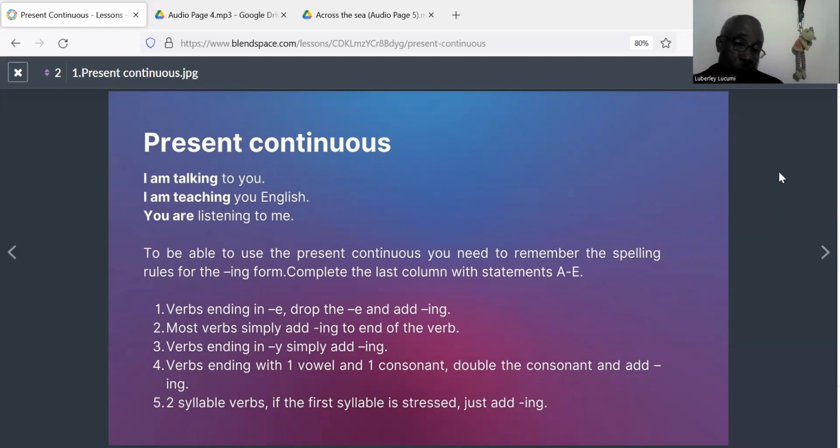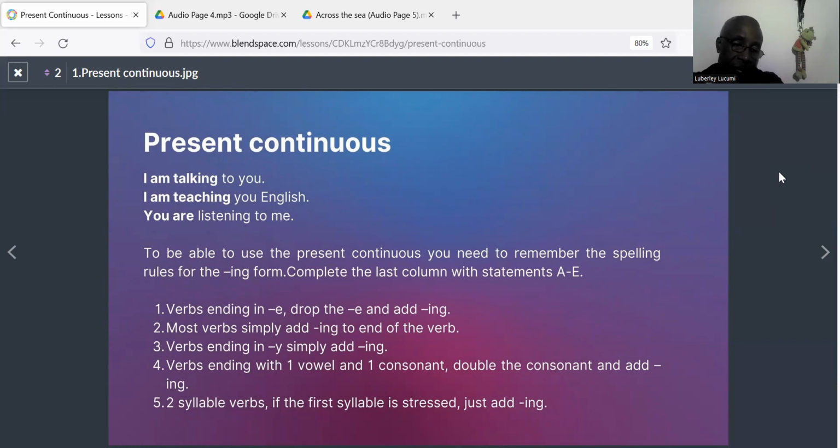Okay, the third one. Verbs ending in Y simply add ing. For example, play. Play ends in Y, so I just need to add ing. Base form, play. In present continuous, playing.